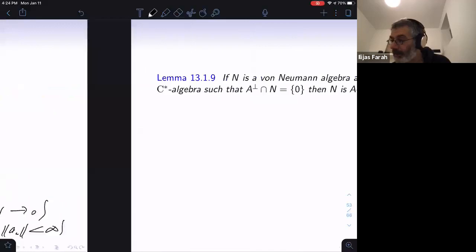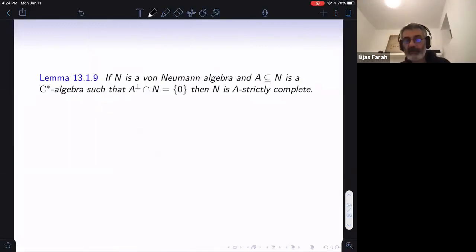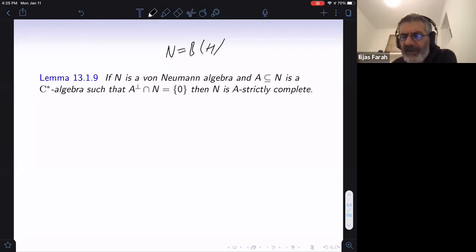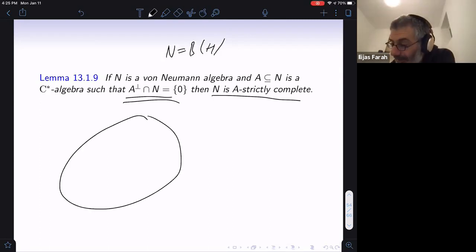I think I'm almost done. Here is the reason why I defined the von Neumann algebras today. If N is a von Neumann algebra, just think N equals B of H if you forgot the definition. I'll just need this case. And if A is a C*-subalgebra which is non-degenerate, so its annihilator is just zero, then A in N is strictly complete. I'm not going to prove this, I just want to draw a picture here.